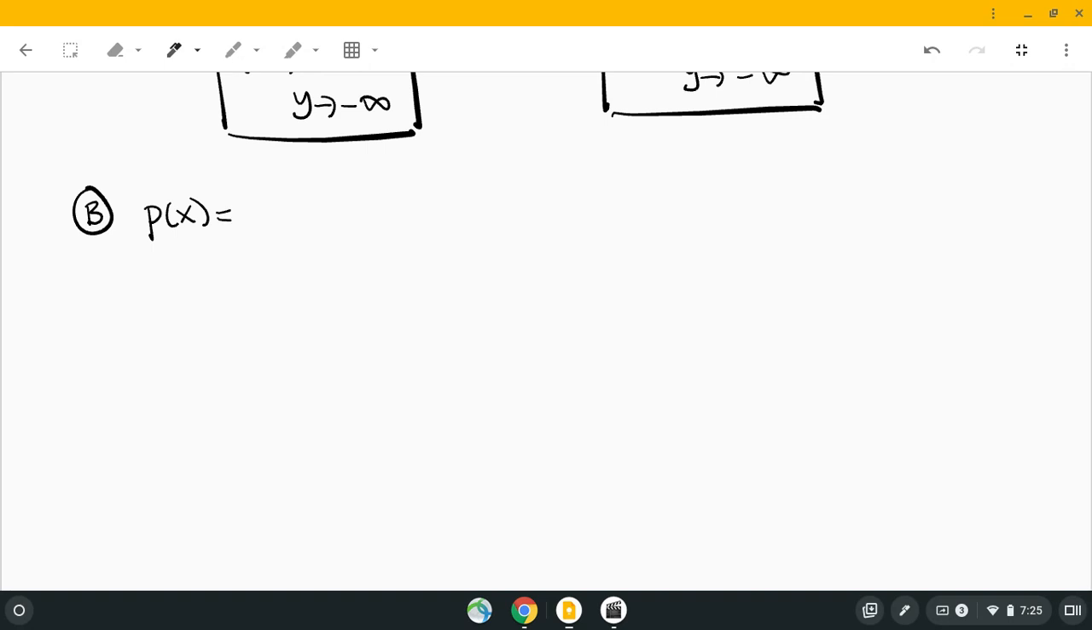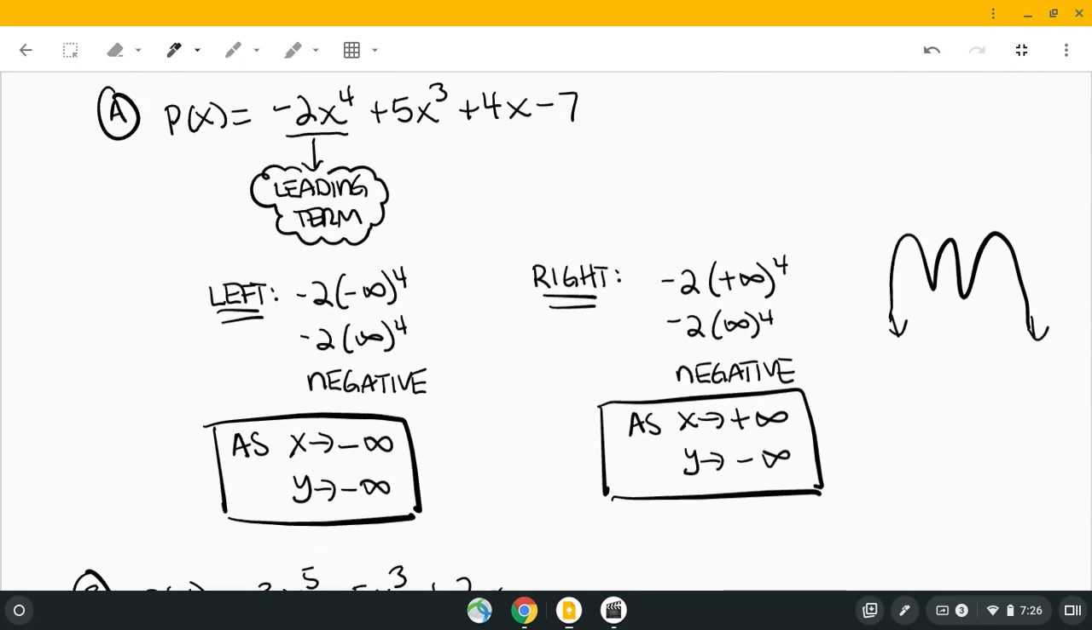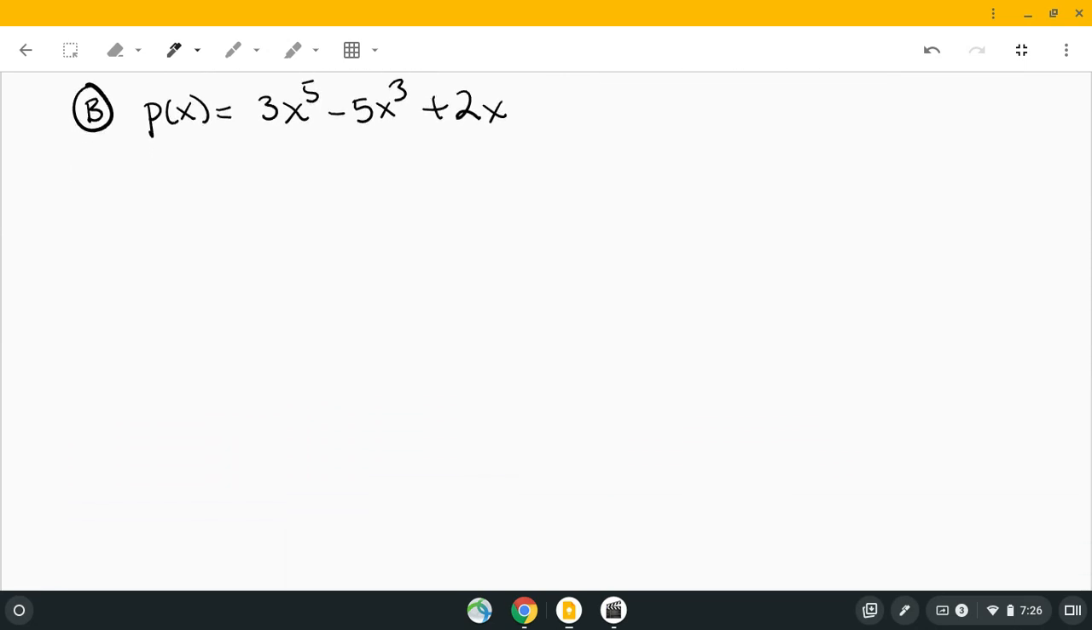Let's suppose that we have this one. P of x equals 3x to the fifth minus 5x cubed plus 2x. Okay. So let's go again. Here is our leading term: 3x to the fifth. So we're going to do exactly what we did here. Use just the leading term. Okay, so right here we have our leading term.